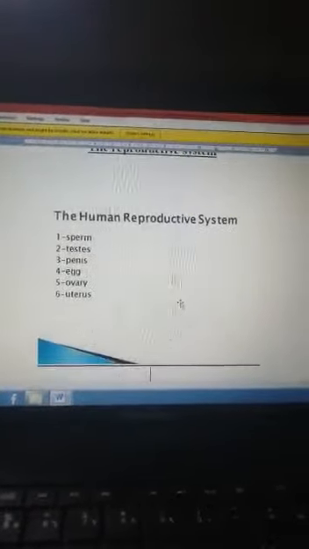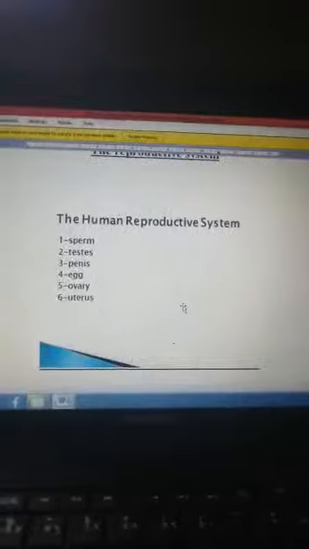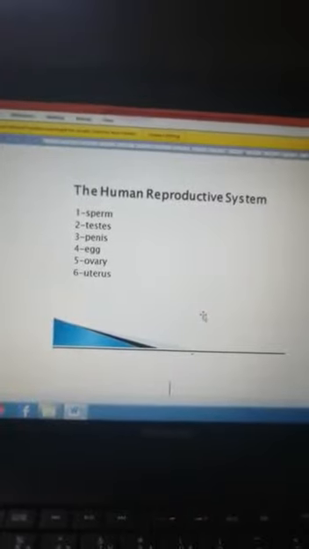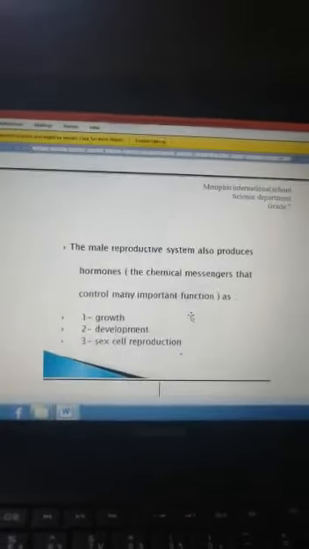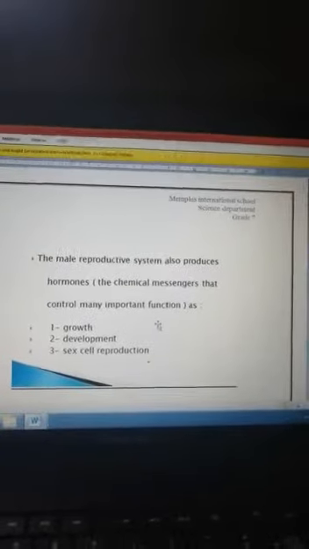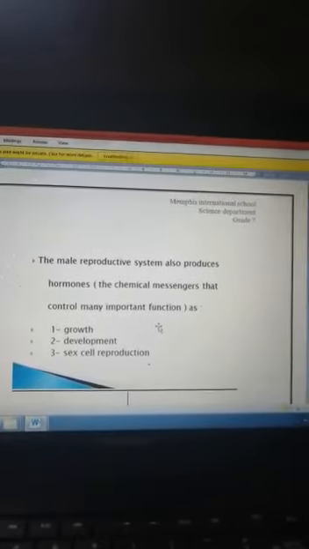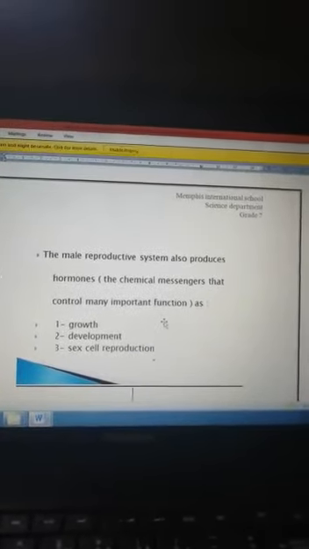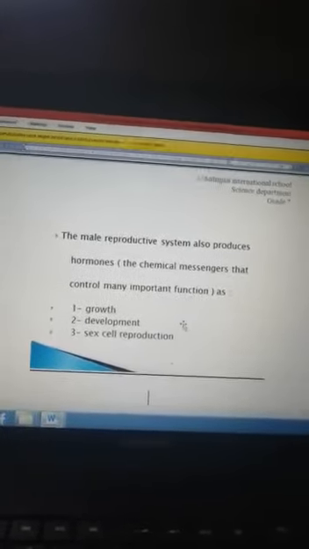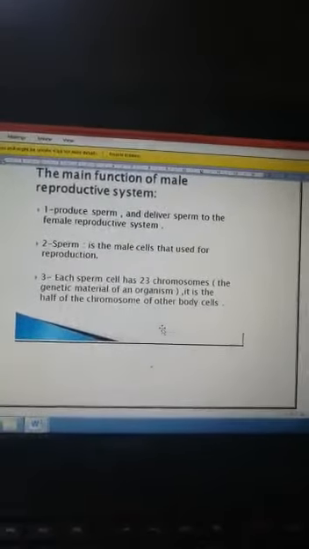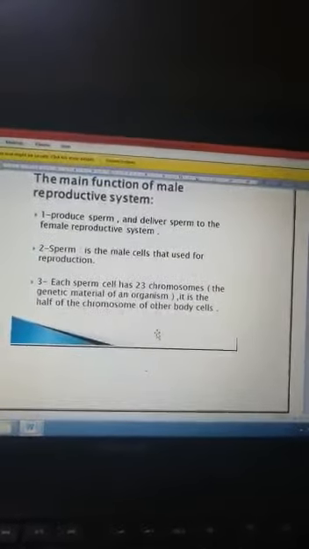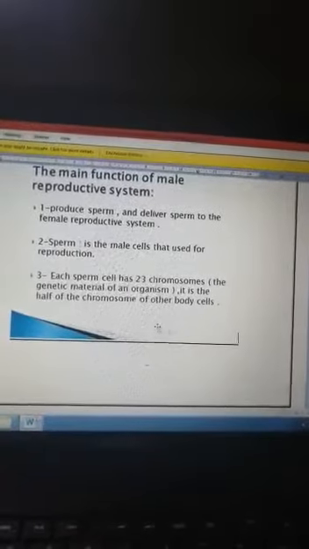And now we will talk about the reproductive system, the human reproductive system. And in this lesson, we will talk about sperm, testes, penis, egg, ovary, uterus. Firstly, the male reproductive system produces hormones that control many important functions: growth, development, sex, cell reproduction. The main function of the male reproductive system is to produce sperm and deliver sperm to the female reproductive system.